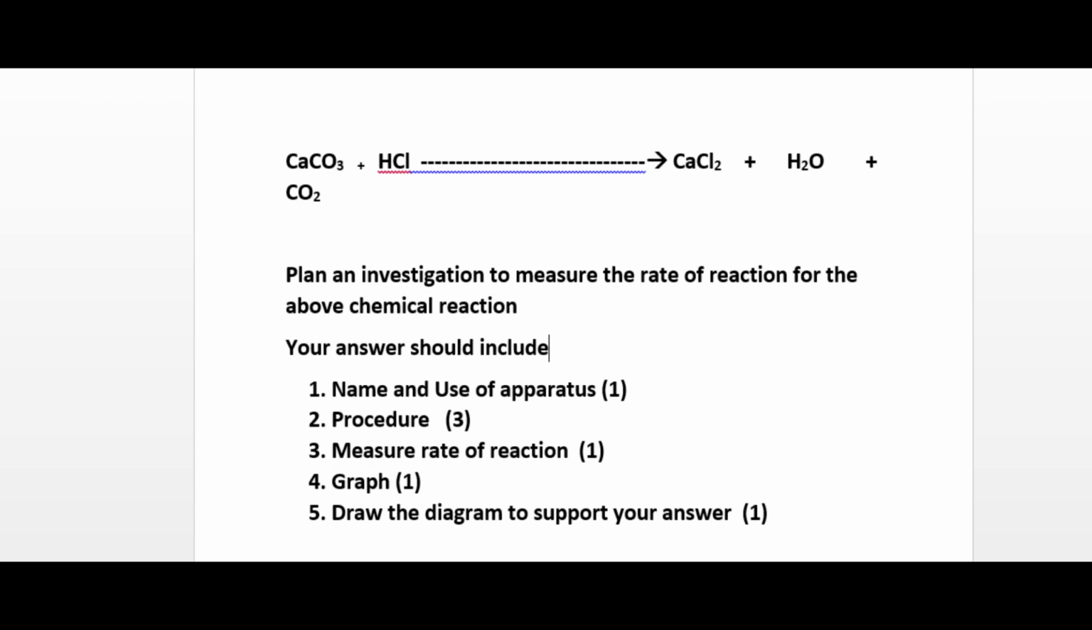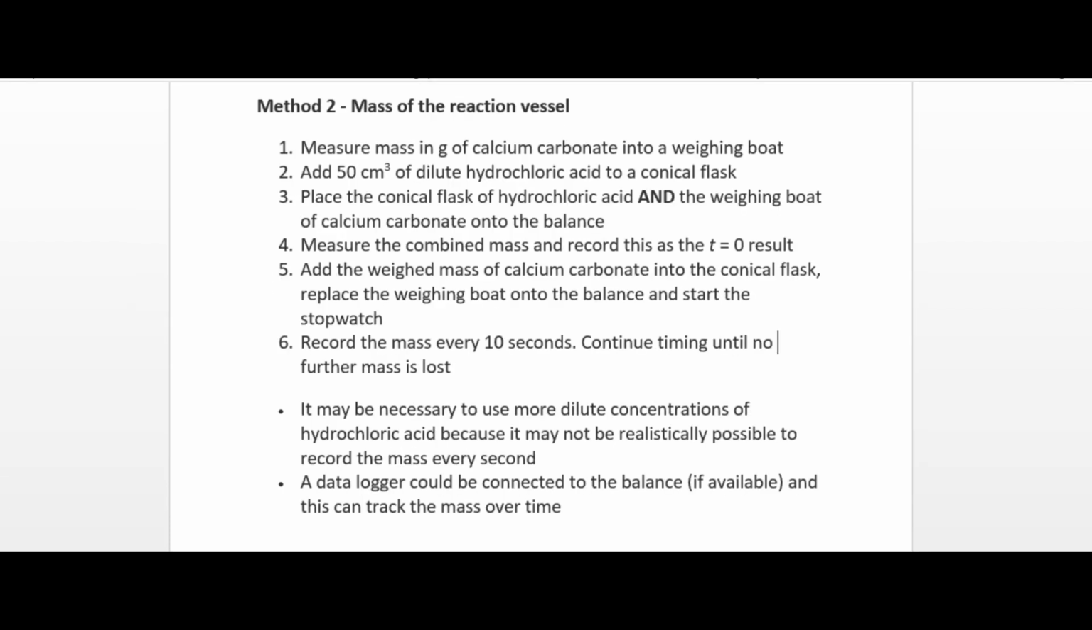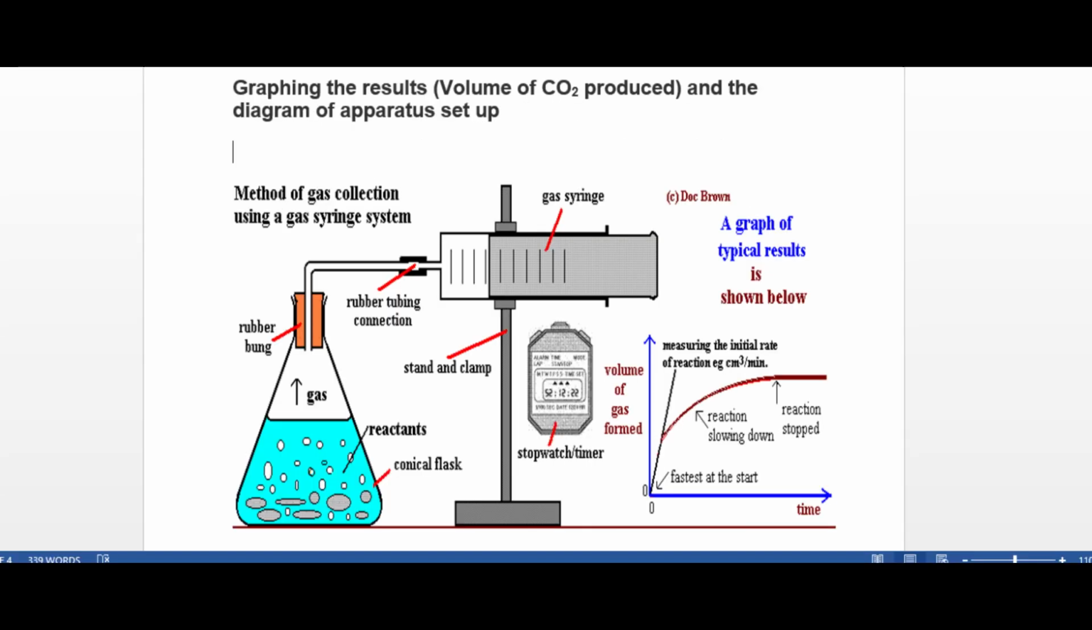You should also draw a graph, and then you can support your answer with the help of a diagram that includes 1 mark. So there are two methods by which you can measure the rate of reaction for this reaction. The first method is the volume of gas produced, which is CO2 in this case, and the second method is where the mass of the reaction mixture decreases with the passage of time. We will discuss both the methods one by one.